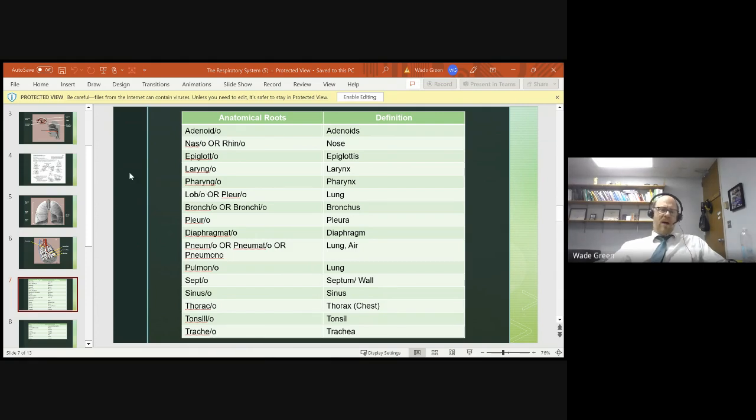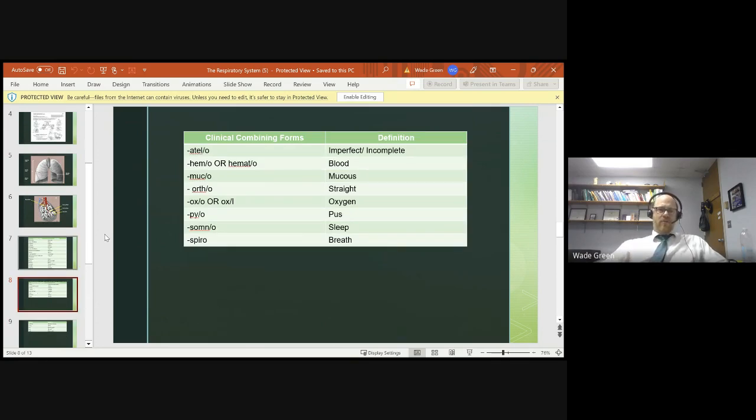So obviously we talked about the adenoid glands. Adenoido means adenoid. Naso or rhino means nose. Epiglotto, epiglottis. Laryngo, larynx, that's the voice box. Pharyngo, that is essentially the back of the throat, pharynx. Obviously, we just said lobar, pleural means lung. Broncho or bronchio means bronchus. Pleuro means pleura. Diaphragmato means diaphragm. Septo means septum or wall. Sinuso or sino means sinus. Thoraco, chest. Tonsillo, tonsil. Tracheo, trachea.